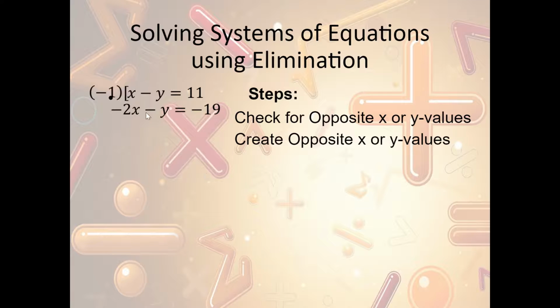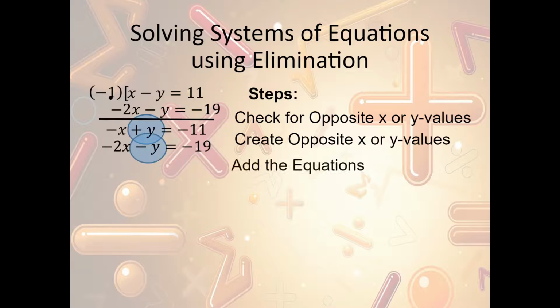Now, here's the deal. Anytime we multiply this, we have to multiply everything. So that's the x's, the y's, and the constants. Everything's got to get multiplied. So when we do that, we get negative 1 times x is negative x. Negative 1 times negative y is positive y. And negative 1 times 11 is negative 11. So what we're left with now is negative x plus y is equal to negative 11. And the bottom one didn't change. So now, notice we have opposite x and y values. So now we just follow the steps we did previously.